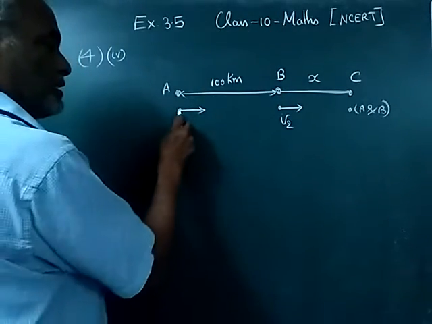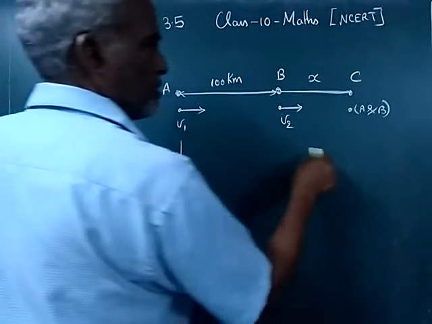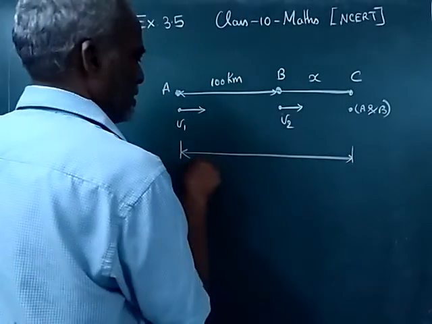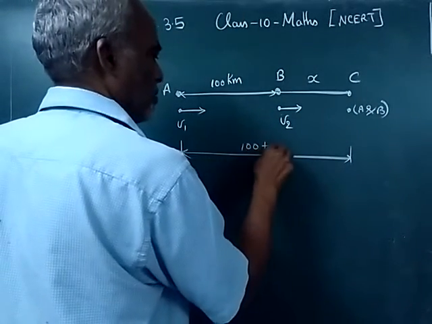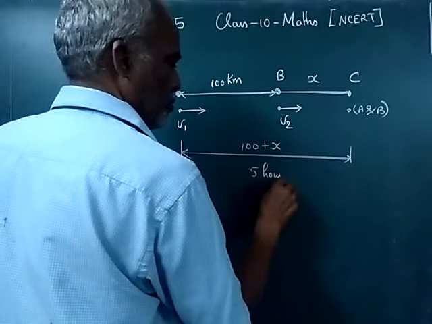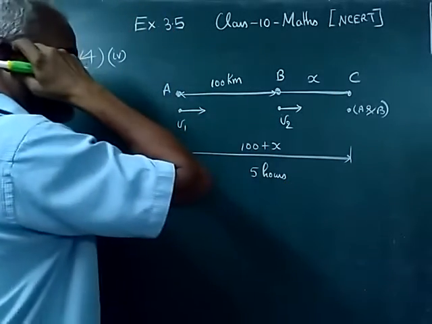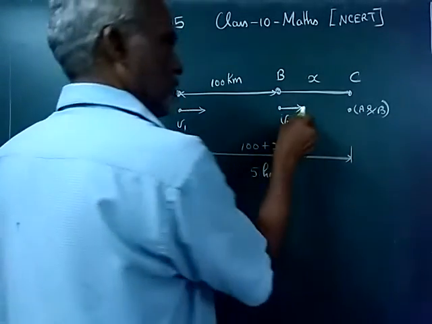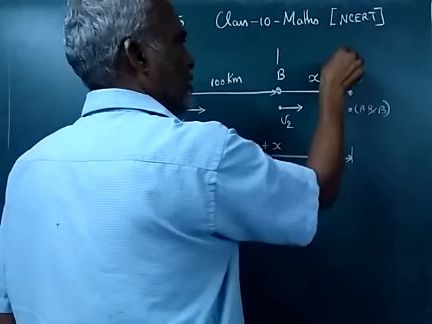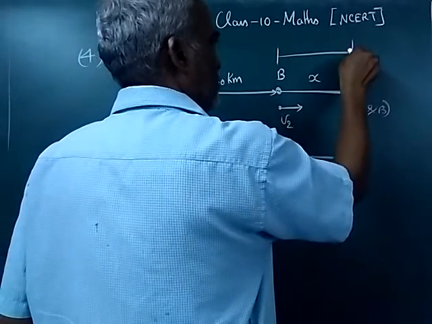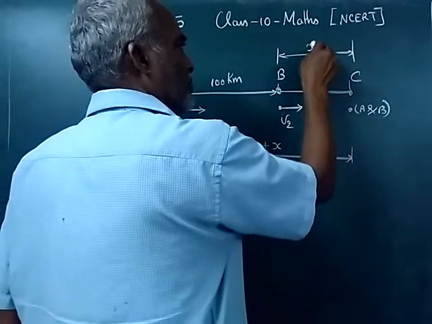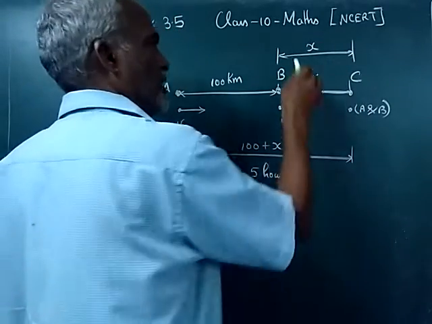So the distance traveled by car A from this point to this point is 100 plus x, and it takes 5 hours to reach this point. As far as car B is concerned, it travels from B to C a distance of x, and it takes 5 hours.